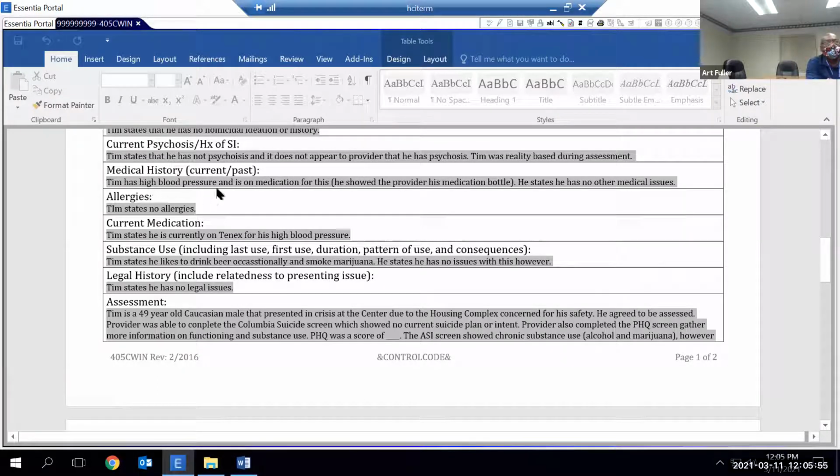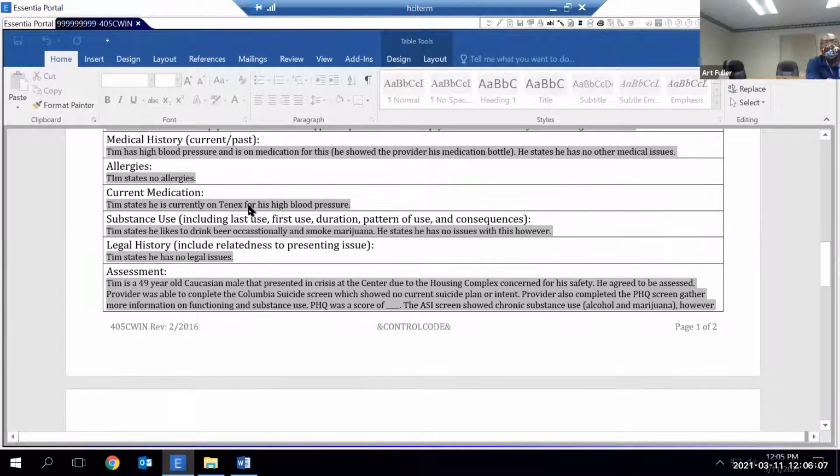He does state he has high blood pressure and is on medication for this. He even showed you the bottle that he brought in, so you want to make sure you note that if he shows you any of the medication. No other medical issues, no allergies. He's on the blood pressure medicine. He does state he likes to drink beer occasionally and smoke marijuana. He states that there's no issues with this, however. So, he kind of stopped there. He didn't want to go into more detail about that.